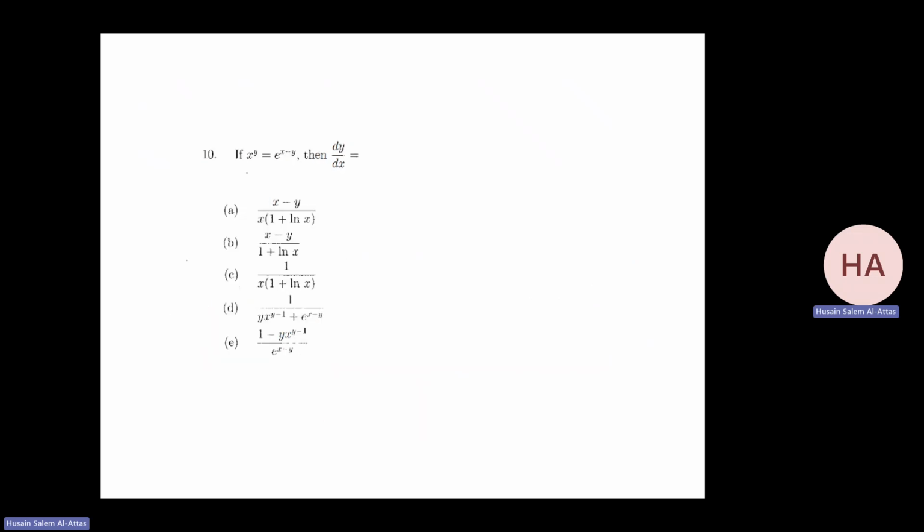Calculation. Yeah. Take ln. Take ln here.